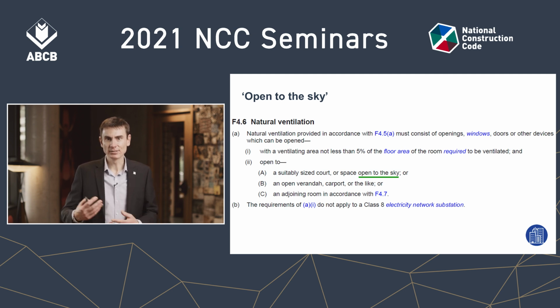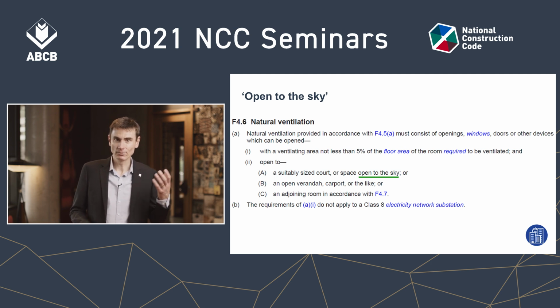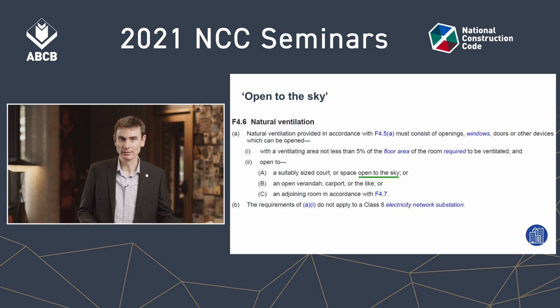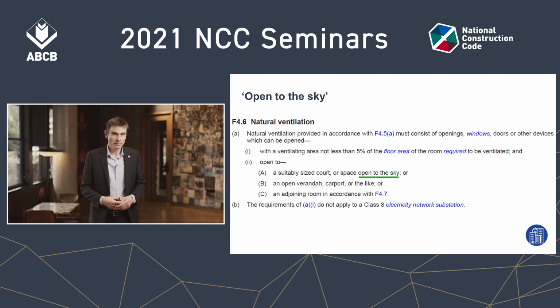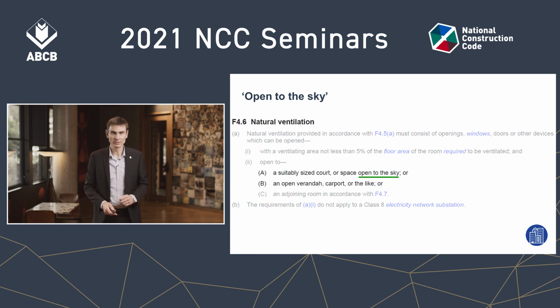Our window needs to face a suitably sized corridor space which is open to the sky, and just as you can walk on an occupiable outdoor area, you could also walk on a corridor space that provides ventilation. So we're interested in these ideas. Now, C refers to F4.7, which is about ensuring that your adjoining room has openings big enough to ventilate both rooms when you're doing borrowed ventilation. But it's A and B in this clause that's going to help us the most.